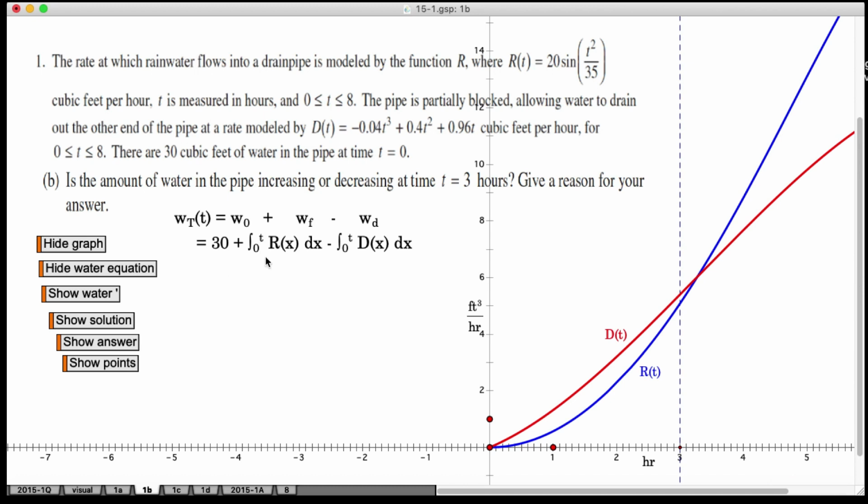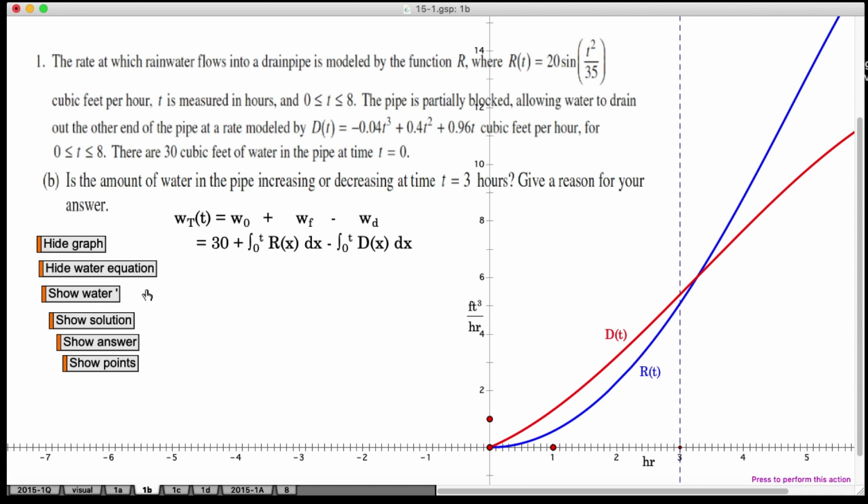And so think of a function f. If I want to know if f is increasing or decreasing, I would find f prime and see if f prime was positive or negative. The same thing goes here. That's just a very general idea. If I want to know if something's increasing or decreasing, I take the derivative of that function and see whether it's positive or negative. So here's my water function.